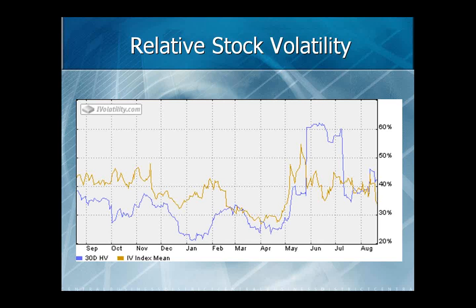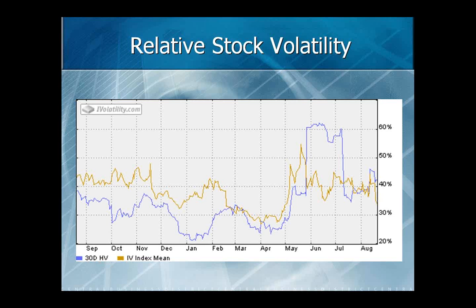This is a one-year chart on volatility, and you can see our two lines here. The gold line is the mean. Basically, this is your implied volatility, the IV mean, your average implied volatility. The blue line is a 30-day moving average of the historical volatility. HV is historical volatility. IV is implied volatility.